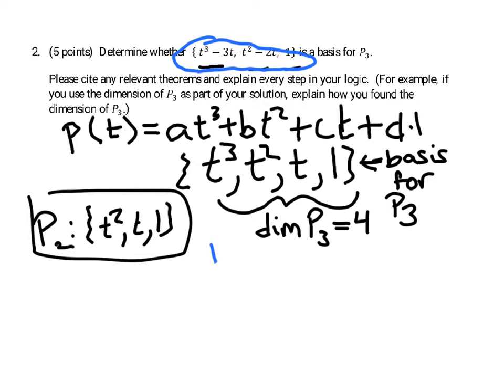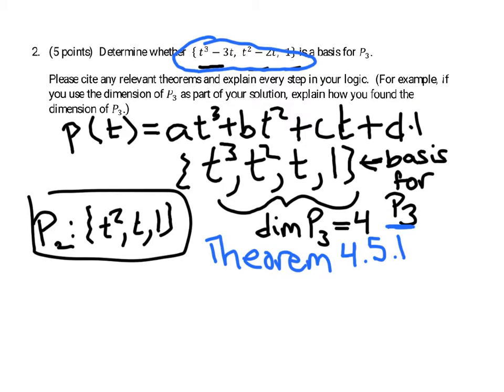And so the theorem that you could refer to here is theorem 4.5.1 in the notes that says if you have one basis for a vector space that has n vectors, then every basis for that vector space must have n vectors. That any basis for a certain vector space has to have the same number of vectors.